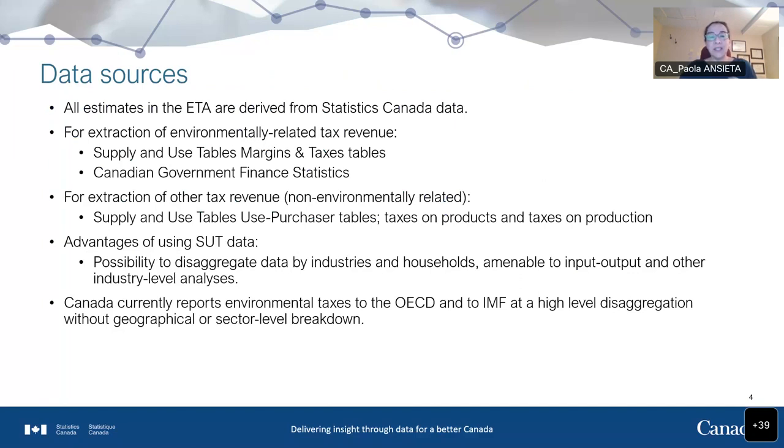With regards to the data sources, the structure, framework, concepts, and methods used in the development of the ETA are based on the Canadian National, Provincial, and Territorial Supply and Use Tables, or SUTs, published by Statistics Canada, and to some extent, the Canadian Financial Government Statistics Tables. Both are robust data sources which afford the possibility to present disaggregated data by economic sector and are amenable to industry-level analysis.